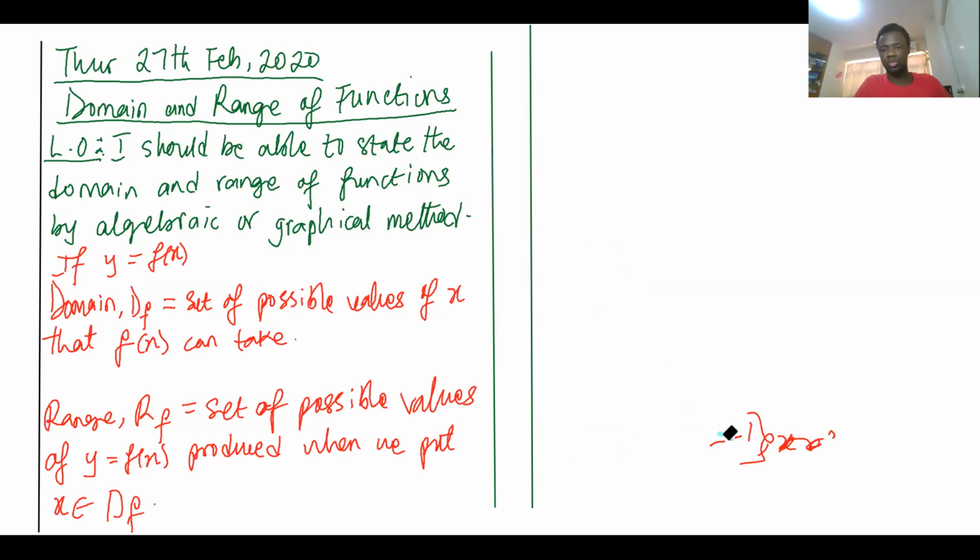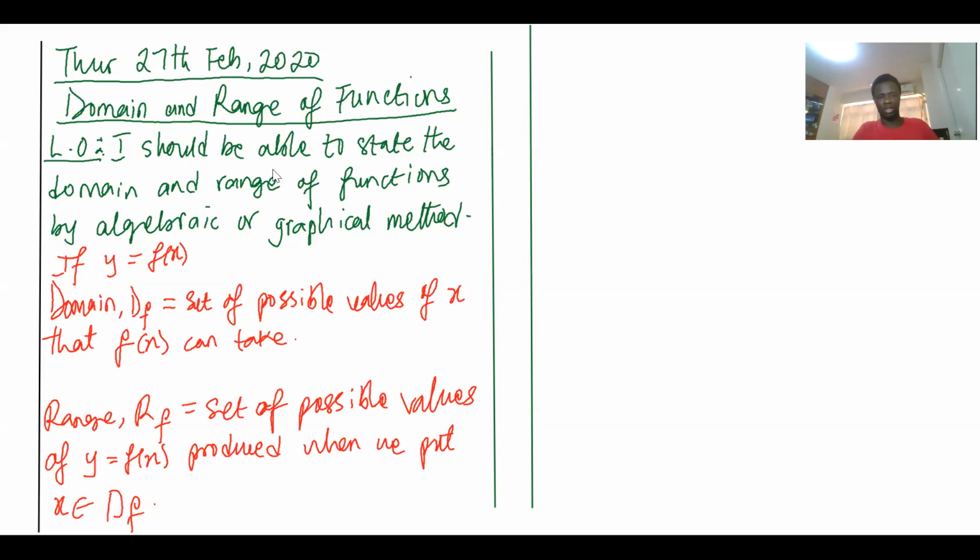So we look at it in two ways. We look at the algebraic method by just inspecting the function. Then we look at it graphically. If you can get the graph of the function, then you can get the domain and the range. So on the xy plane, your domain is the region occupied, the x region that you can see on the graph. If you plot the graph, I'll show you an example. Let's look at this function. Okay, maybe not this one. Can you see my screen?